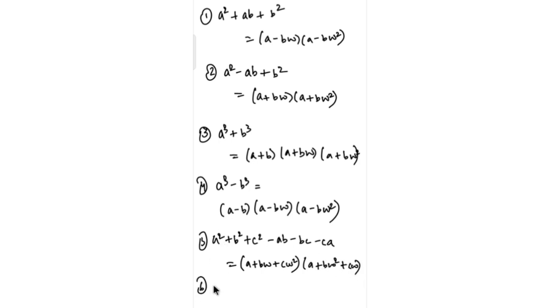And in the same fashion, a cube plus b cube plus c cube minus 3abc can be written as (a plus b plus c) into (a plus b omega plus c omega square) into (a plus b omega square plus c omega). Fine, these are all the important relations that we can use in the normal form of equations, like converting a real equation into a complex form.